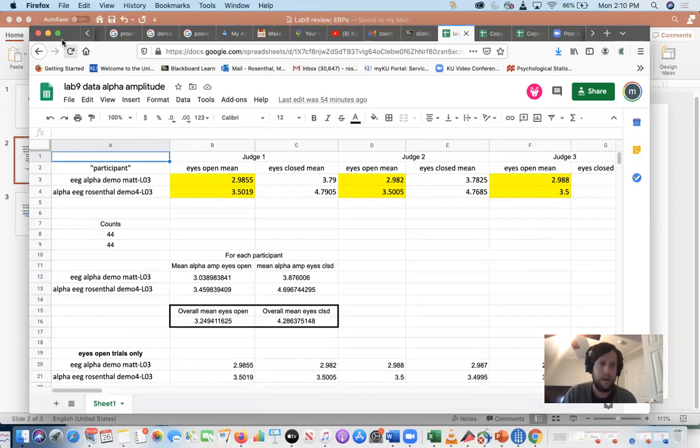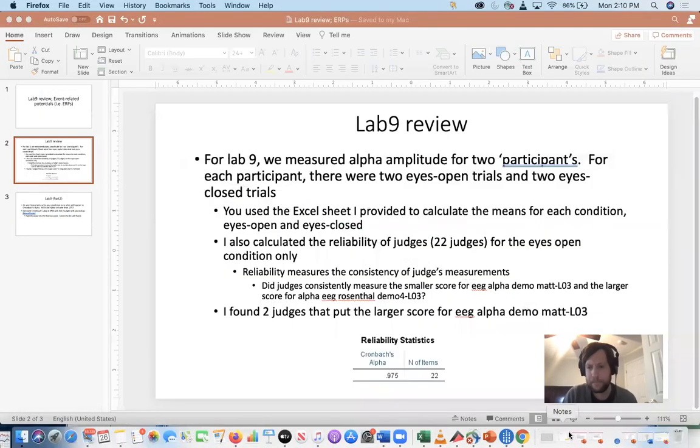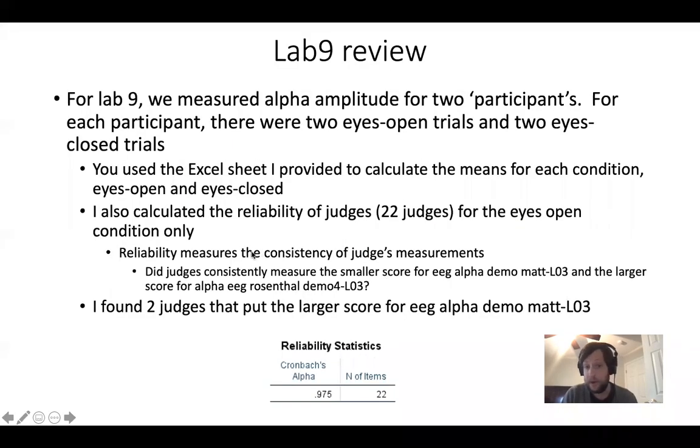And close this now. And so I calculated reliability on those 22 judges. And so the term from research methods, this would be inter-rater reliability, or you could say inter-judge reliability. And we're measuring basically the consistency of the judges' measurements.